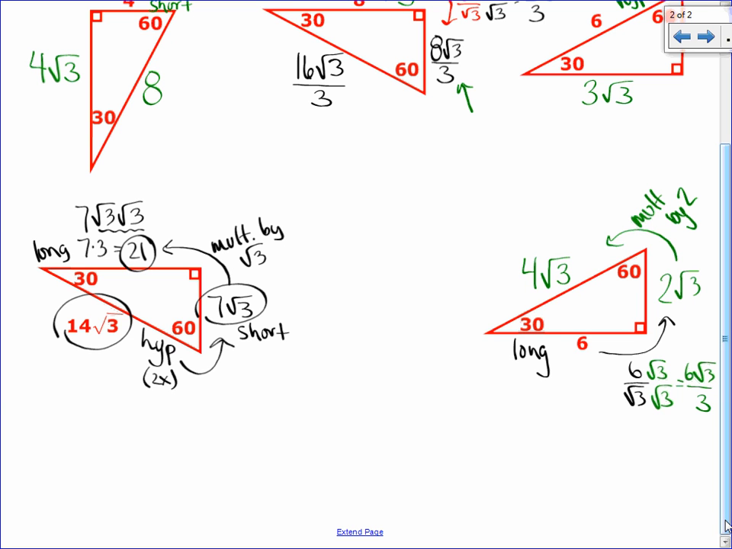Questions? I'll have these 2 triangles up on the whiteboard so that you can use them. I highly recommend writing them on your assignment as well at the top.